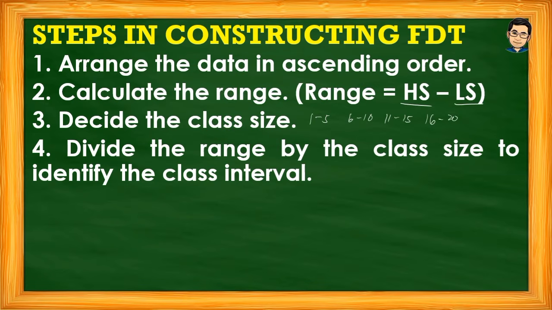So, divide the range by the class size to identify the class interval. Okay, so kapag meron na tayong approximate number of class, like for example, yung class size natin dito is, halimbawa, 7. And then yung nakuha nating range is 50, halimbawa. So, yung nakuha nating range na 50, i-divide po natin siya ngayon sa 7. So, kapag dinivide natin yung 50 sa 7, interval natin is halimbawa 7.1.